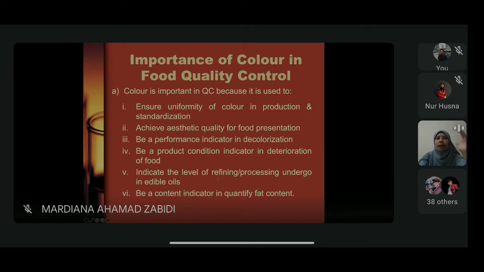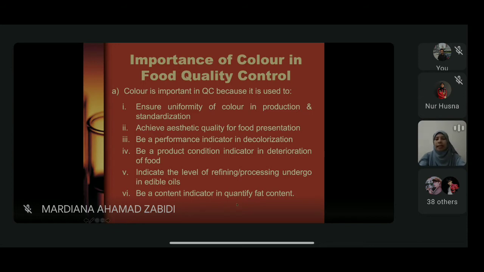So level of refining, for example for palm oil. If you notice some of the advertisements, they say the refining process undergoes three refinery stages so that the color is very much lighter, and that is according to what the customer and consumer perceive. Alright, and then last but not least is the content indicator to quantify fat content or other colorants. Okay, it is not only for fat content, it can also be for the addition of colorant.